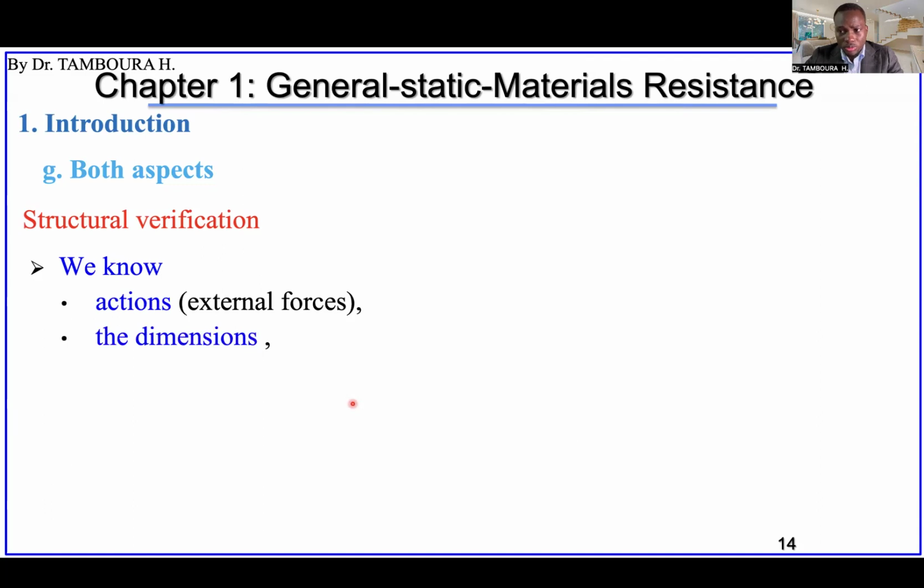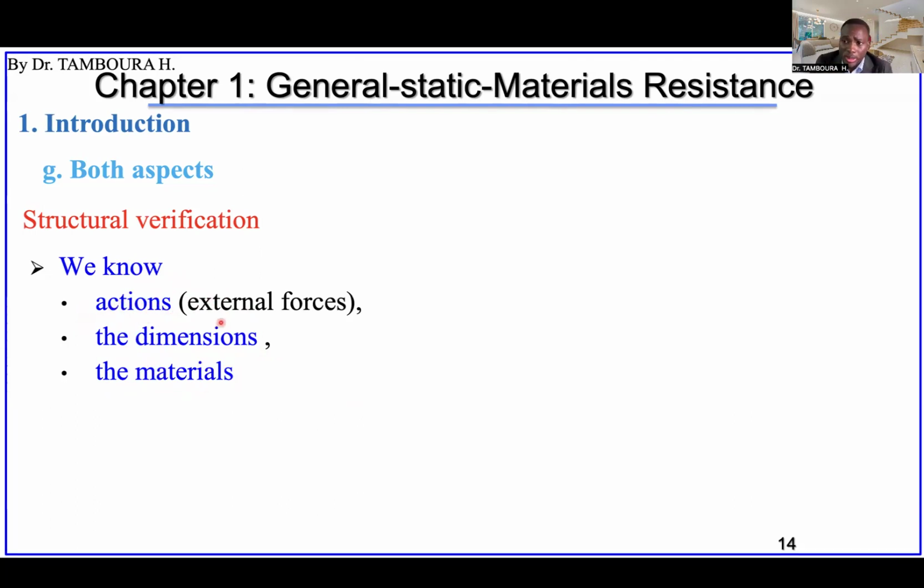We can also know the dimension of any section of the structure. So if we know this, we can also know the material. For example, if we are talking about a bridge, is it made of steel or concrete? So these three points, actions, dimension, and material, are what we should know. And we can know that easily because these are almost physical. They are visible. No need to calculate this. So if we know that, maybe the actions you need to calculate.